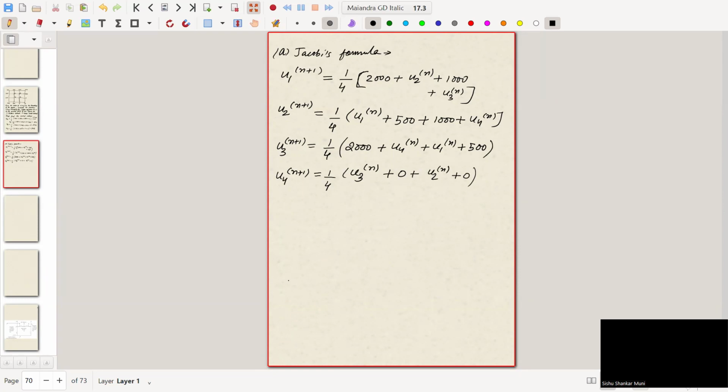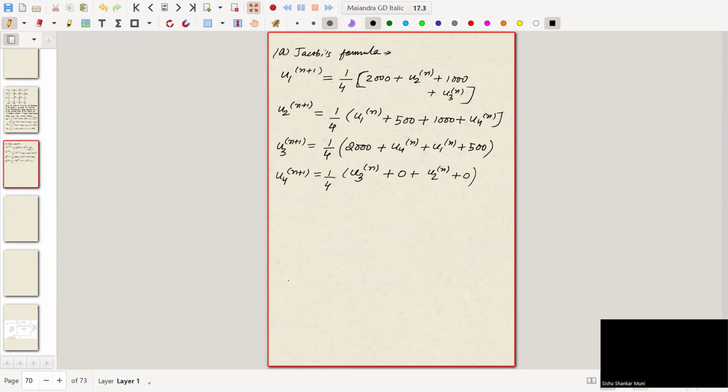Eyeball the equations and match it with your grid. Fine. How many of you think that this is fine? Raise your hands. Okay. So now what you have to do?